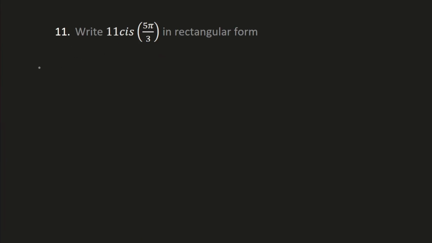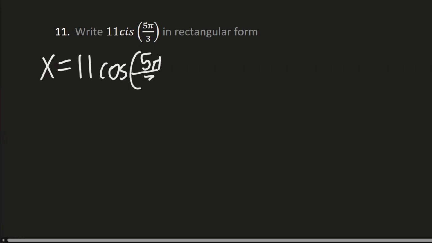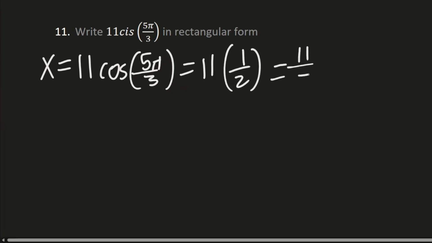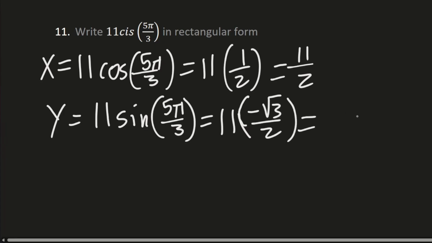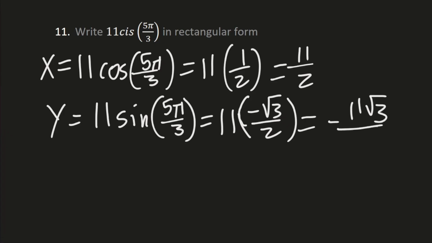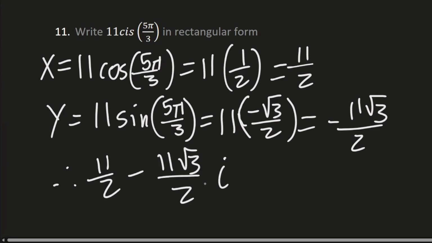For this question, our real part x is going to be equal to 11 times the cosine of 5 pi over 3. The cosine of 5 pi over 3 is going to be 1 over 2, and this evaluates to 11 over 2. For our imaginary part, y is equal to 11 times the sine of 5 pi over 3. That's going to be 11 times negative square root of 3 over 2, which is going to give us negative 11 square root of 3 over 2. Therefore, we can write this as 11 over 2 minus 11 square root of 3 all over 2 times i.